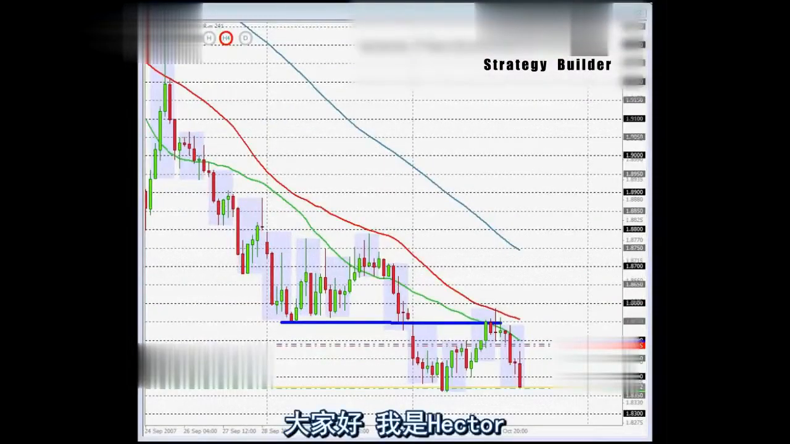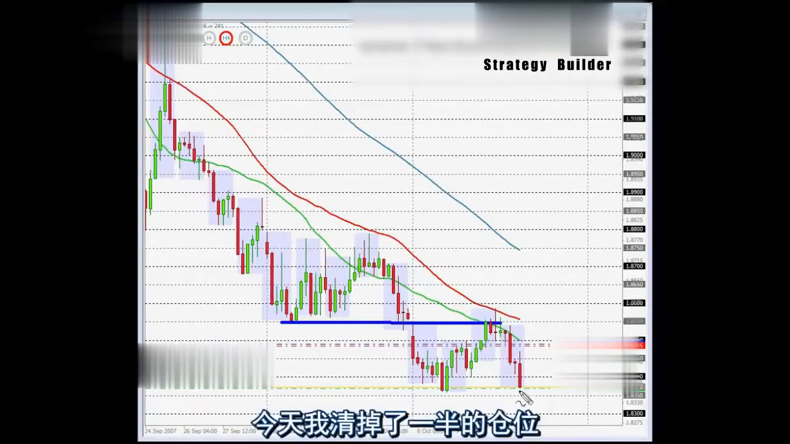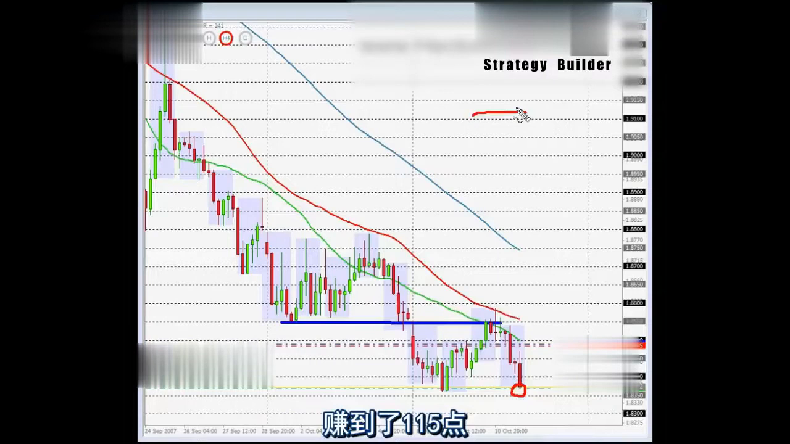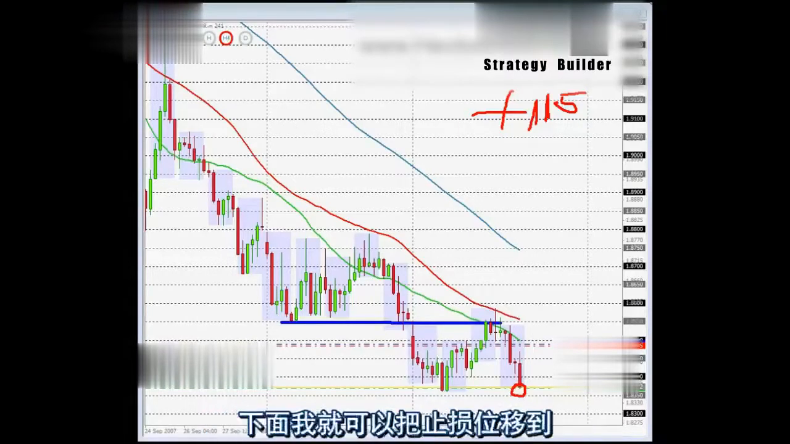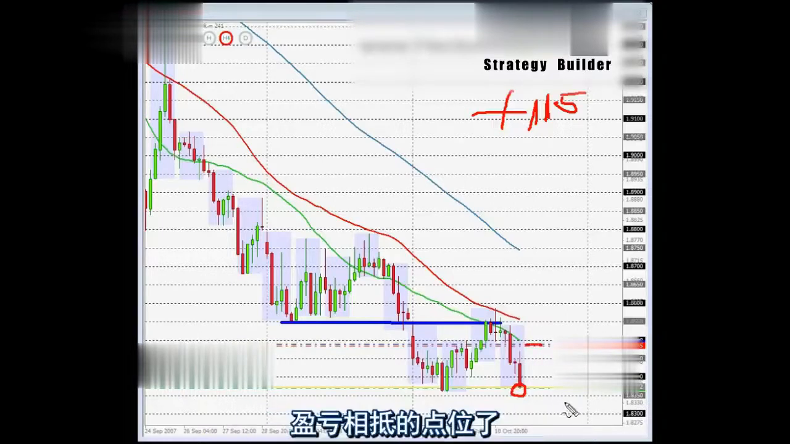Hi guys, this is Hector. One quick update to let you know that I've closed half of my position out as planned for plus 115 pips on this trade that I have open on the euro against the New Zealand dollar of the 4 hours time frame, which is actually good, because now I can safely move my stop to break even.